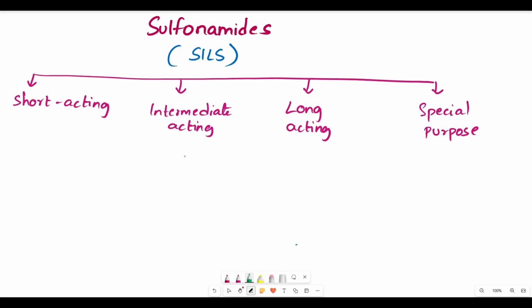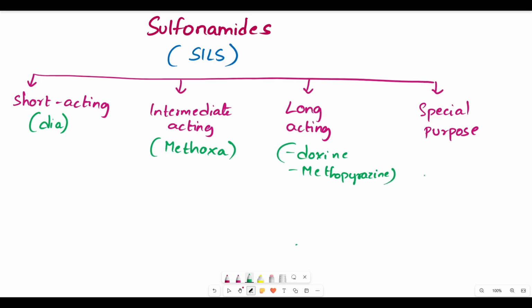Coming back to the short acting, there is only one single example, and to remember that, remember the trick as dia. For intermediate acting, remember the trick as methoxa. For long acting, remember the trick as doxin and methopyrazine. Doxin and methopyrazine for the long acting. And for the special purpose, remember the trick as MASS. So by using these tricks, let's try to write the examples.